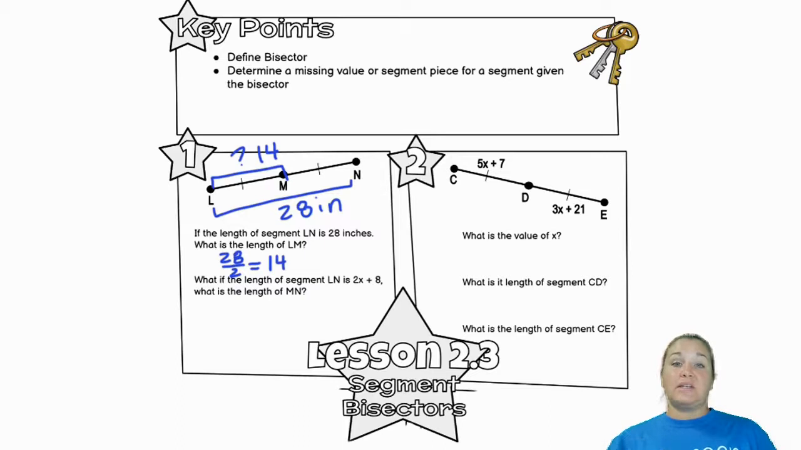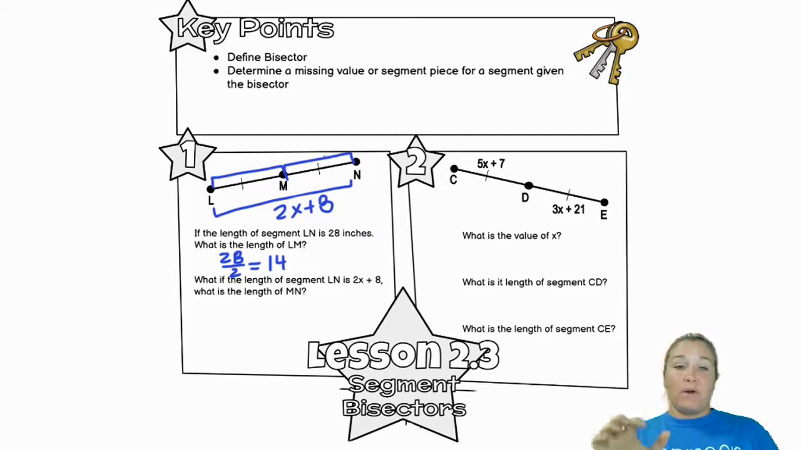So based on the segment addition theorem, I could take 14 plus 14, because this side has to be the same length, and that is equal to 28. It says, what if the length of segment LN this time is not 28, okay? It is 2x plus 8. So we don't know what the x is. It says, what is the length of MN? Well, we don't know exactly what x is. So now we're not saying that it's 28, we're just saying it's 2x plus 8.